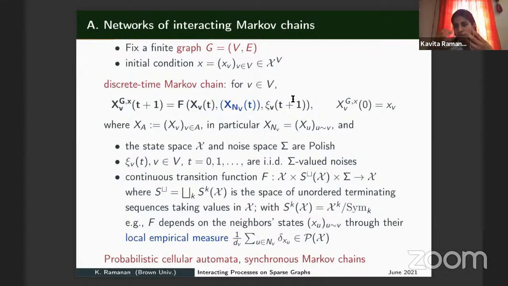Okay, so this is the structure of the locality. Whenever there's some locality, I highlight it with a blue color. And so you have some state space, which is Polish, some noise space, which is Polish. You can often take it just to be uniform on [0,1]. And you have some continuous transition function, which goes from chi times, I'll tell you what this is, this is representing the neighborhood states, and then the noise back to the state. Okay, so it maps your state, all the neighborhood states, and the noise back to the state space.